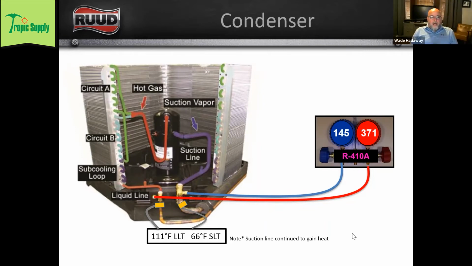So we have got a compressor. We've got our suction and liquid lines, our service valves, our condenser coil, and then the tubing that connects everything together, right? These numbers will match up. You can see that I have the correct temperature here of 66 degrees Fahrenheit on our suction line temp, 111 degrees Fahrenheit on our liquid line temp, and then our pressures of 145 and 371.